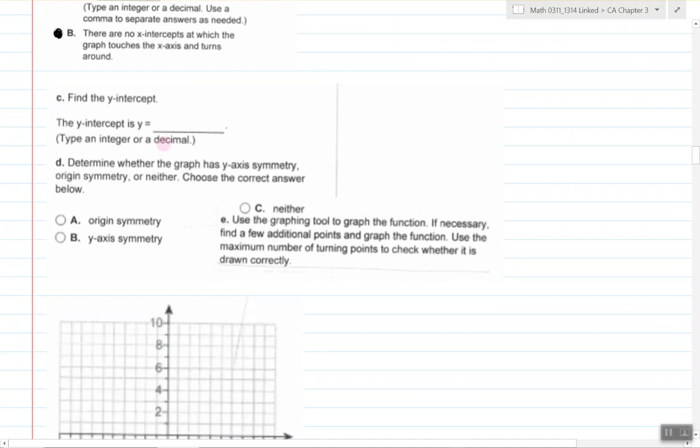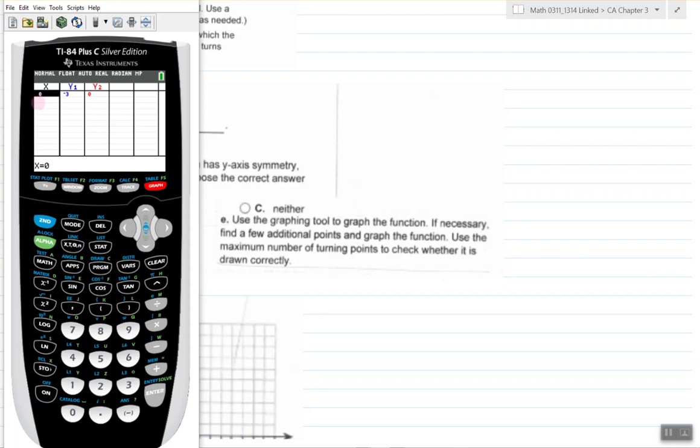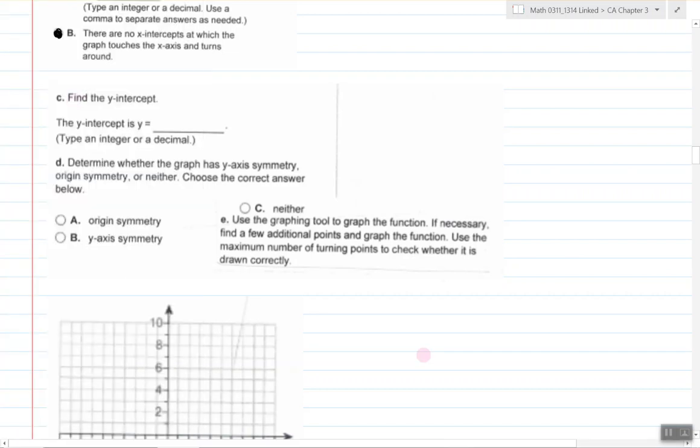The y-intercept, I can look at it and I can go to table, second, table. I can type in x is 0, but it's already there. The y-intercept is -3.